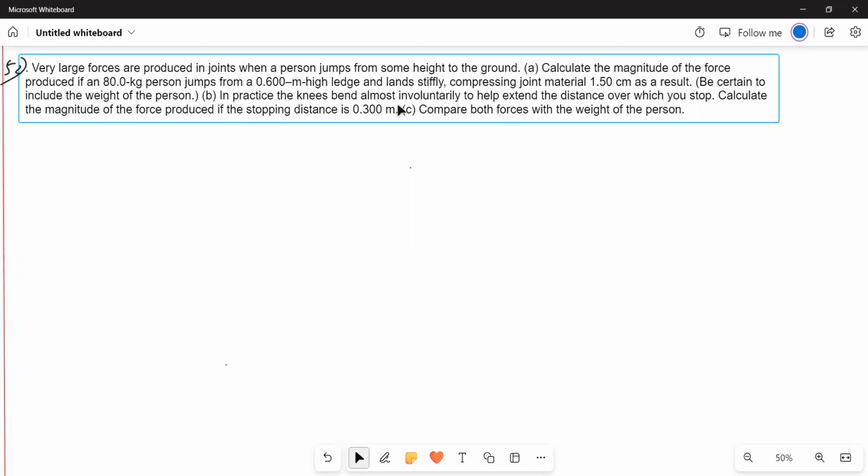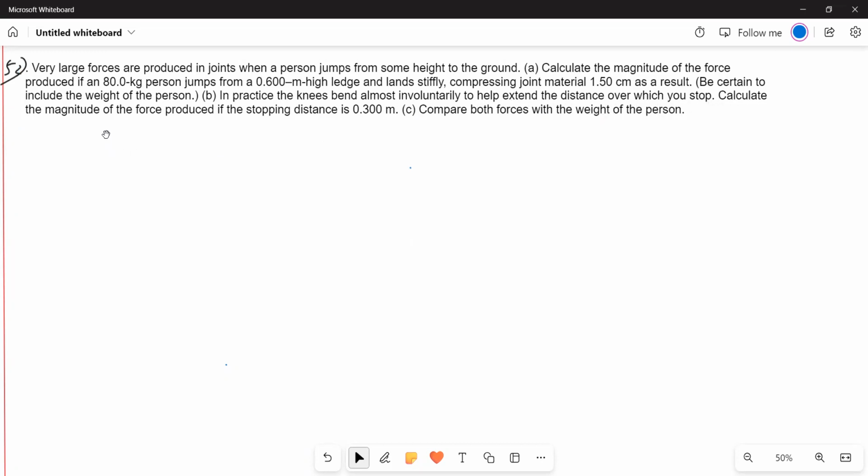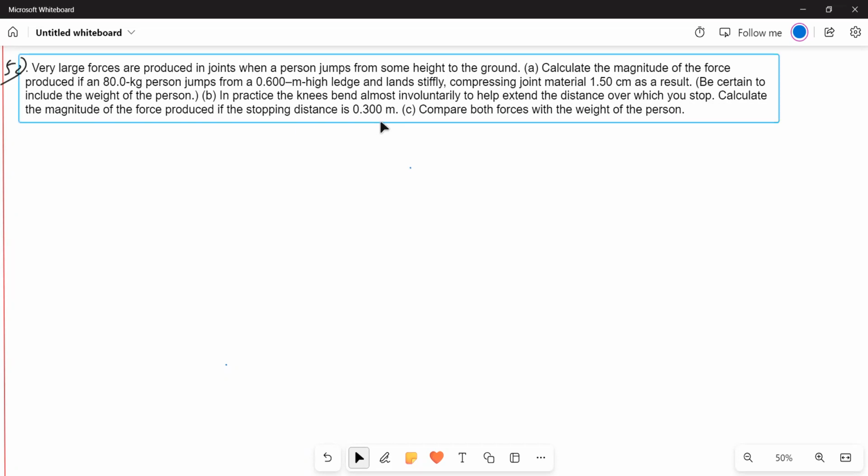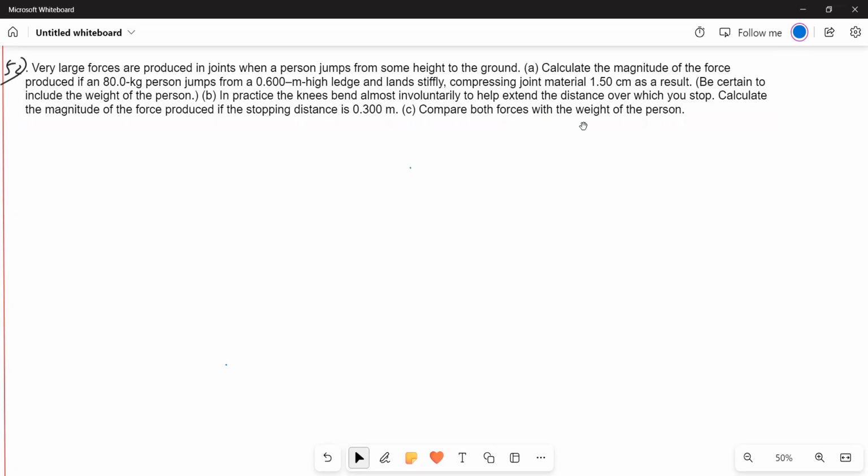In practice, the knees bend almost involuntarily to help extend the distance over which you stop. Calculate the magnitude of the force produced if the stopping distance is 0.3 meters. Compare both forces with the weight of the person. Okay. Now let us do the problem.